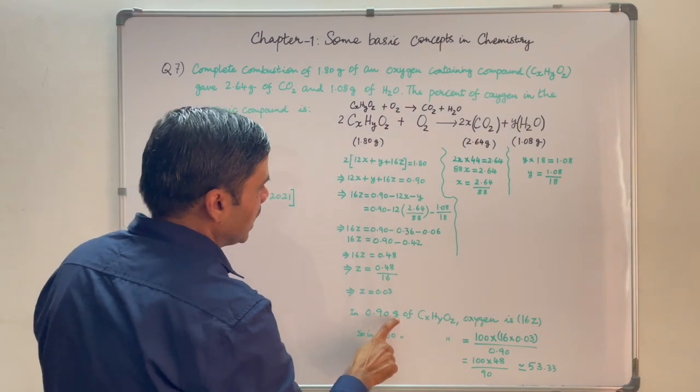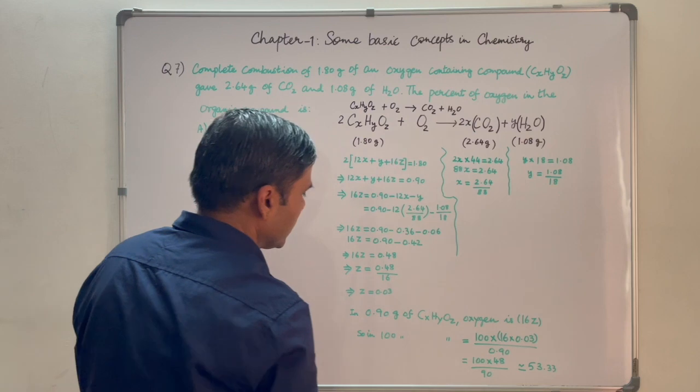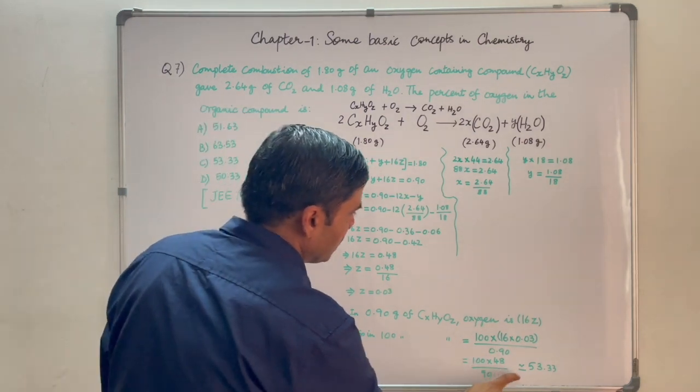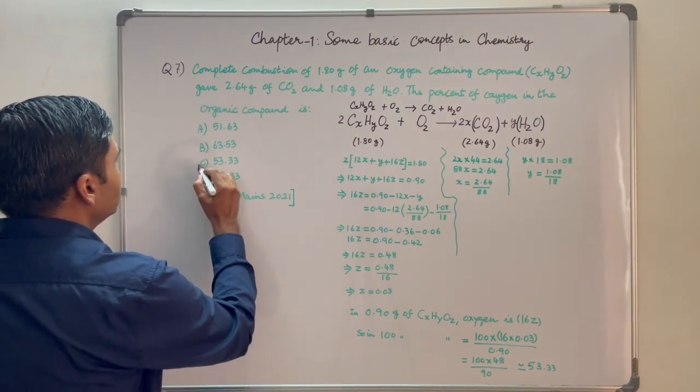So out of 0.9 gram of CxHyOz, oxygen is 0.48 gram. So out of 100 how much? It will come out to be 53.33. So option C is correct.